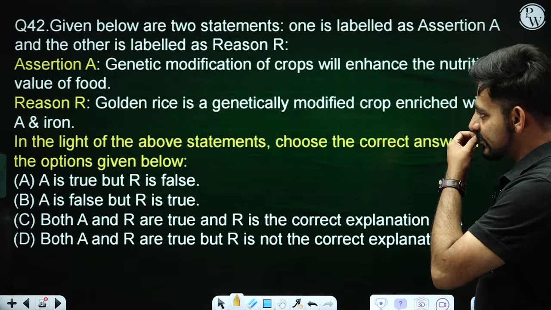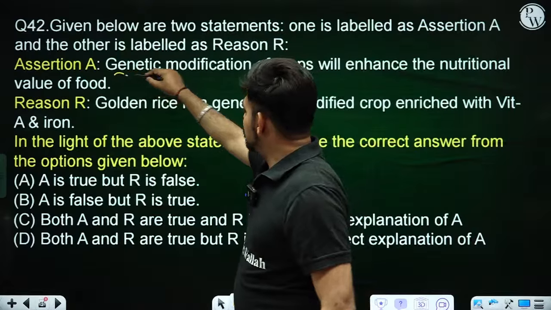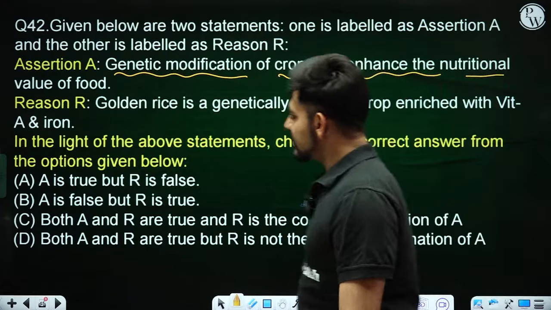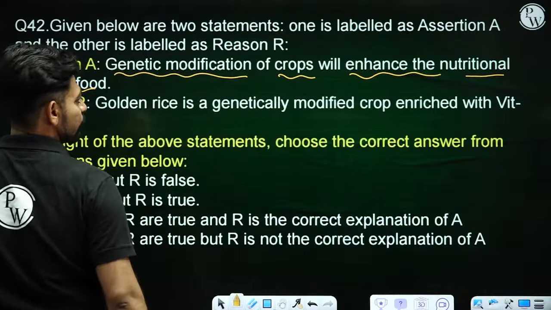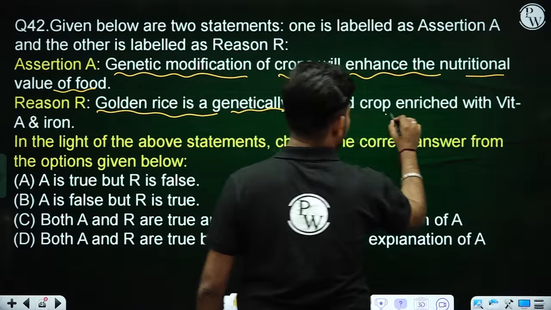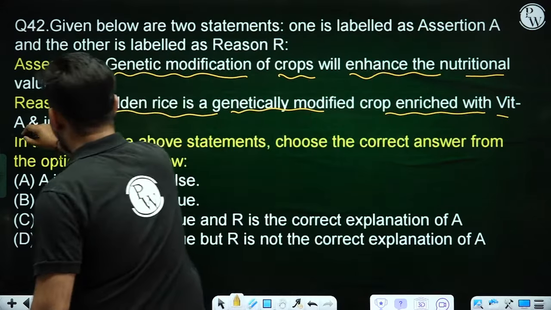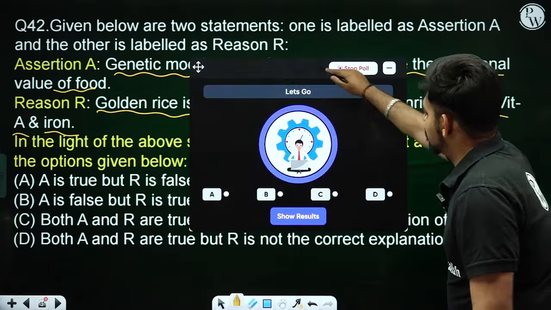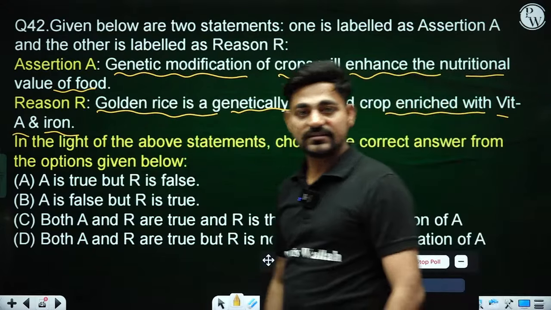Next, assertion and reason. It's saying genetic modification of crops will enhance the nutritional value of food. Golden rice is genetically modified crop enriched with vitamin A and iron. I think this is an easy question. You can answer it very quickly.